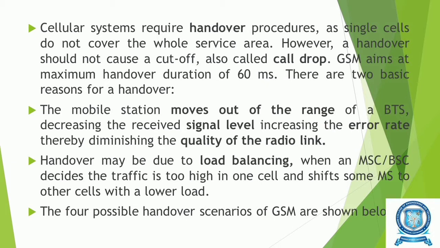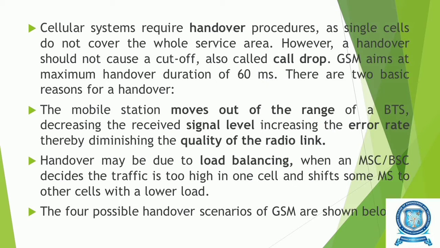There are two basic reasons for this handover. One is when the mobile station moves out of the range of the base station controller or the base transceiver station, it decreases the received signal level, increasing the error rate, thereby diminishing the quality of the radio link. Handover may also be caused by load balancing, when an MSC, that is the mobile switching center, or the base station controller decides the traffic is too high in one cell, so it shifts some mobile stations to other cells with a lower load.